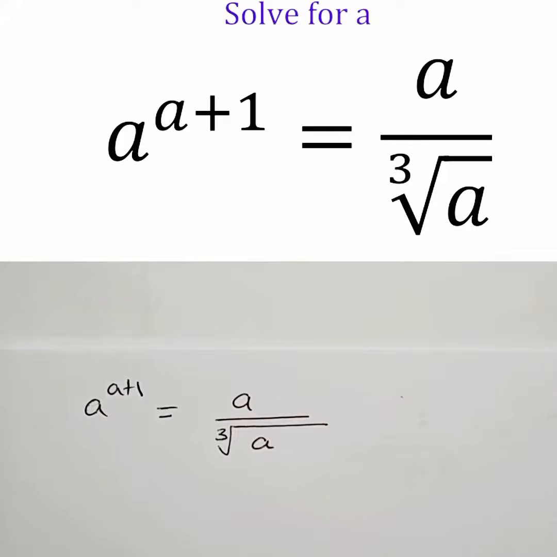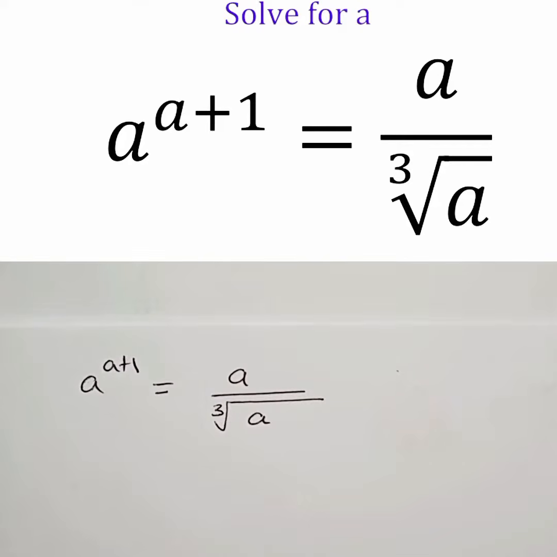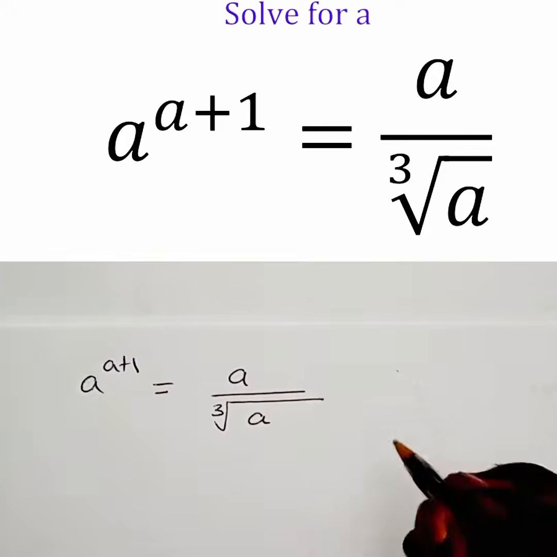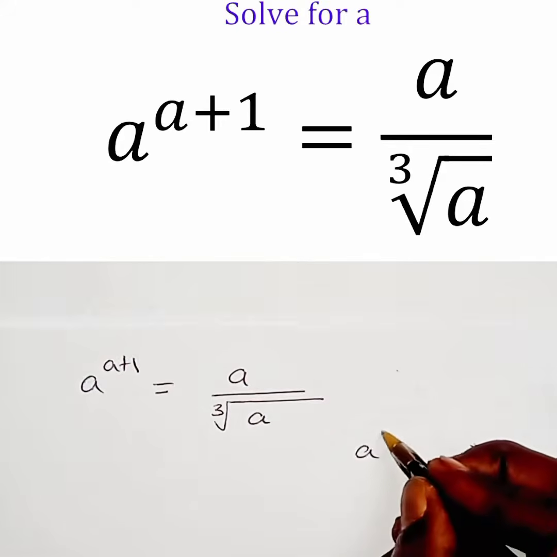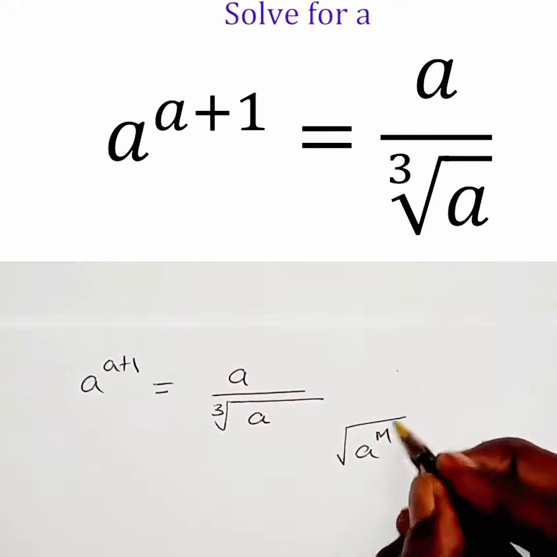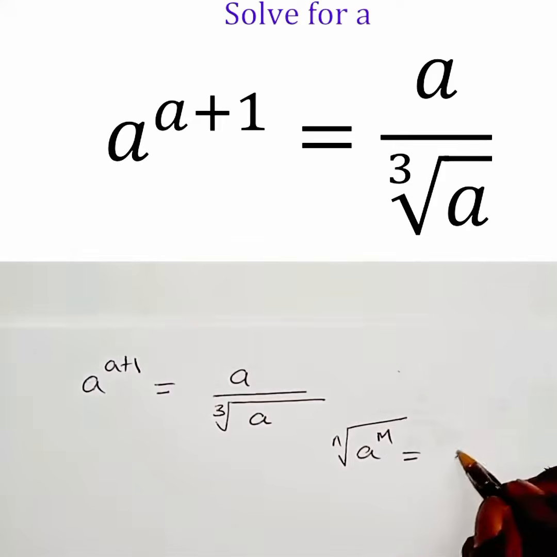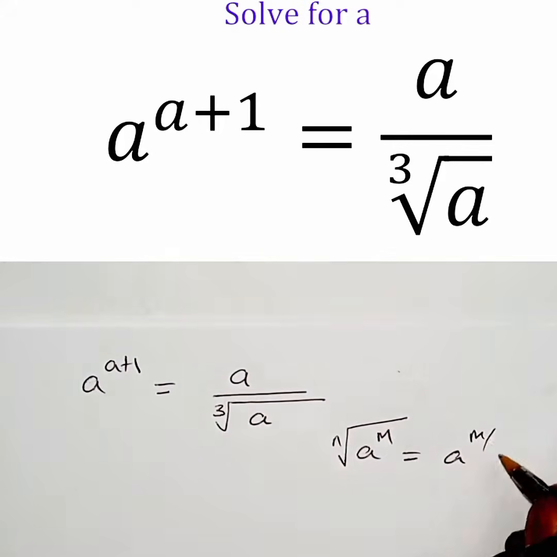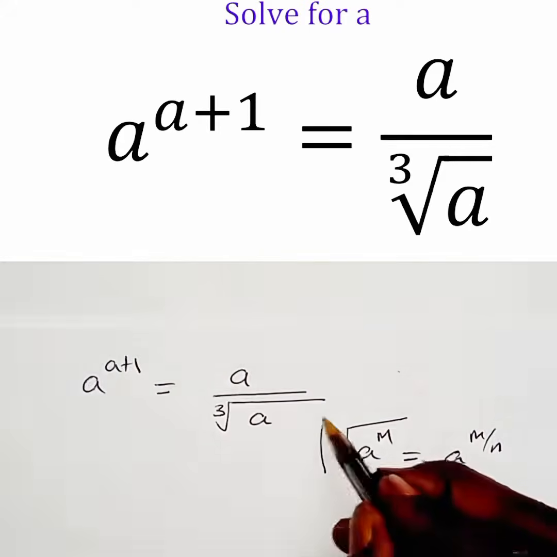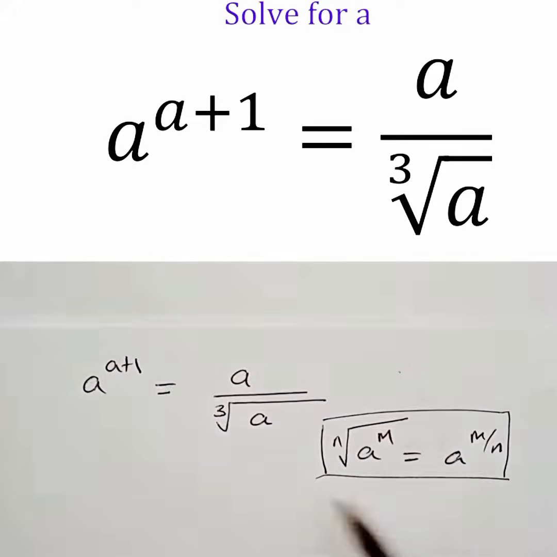In this tutorial, we are solving a surd equation. Now let's begin. Right here, we need to use this law of surds and exponents that says the nth root of a to the power m gives us a to the power m over n. So we are going to use this law to simplify that part here.